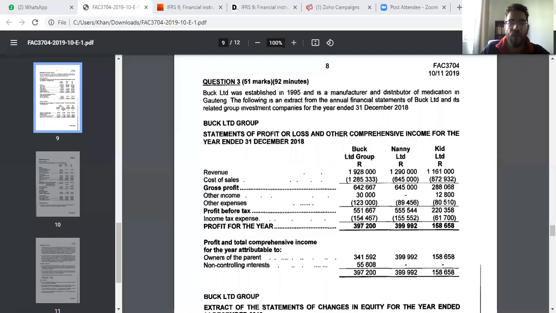Okay, so this is a FAC 3704 2019 October November exam. We're doing question 3, but we're not going to do the entire question 3. We're going to read the scenario, and then attempt part A, which is the intercompany transactions. So we just want to read the scenario to get a feel of it, and then we will attempt the specific aspect of the question.